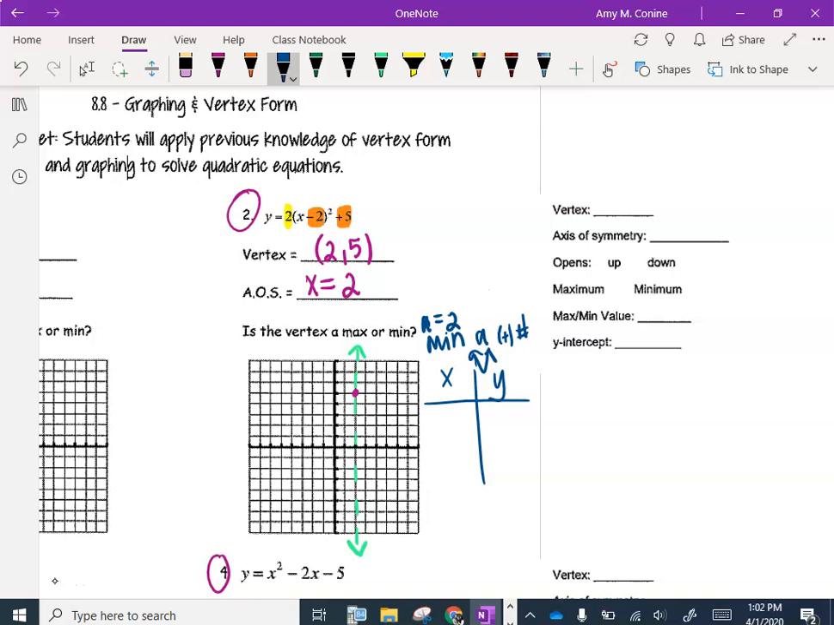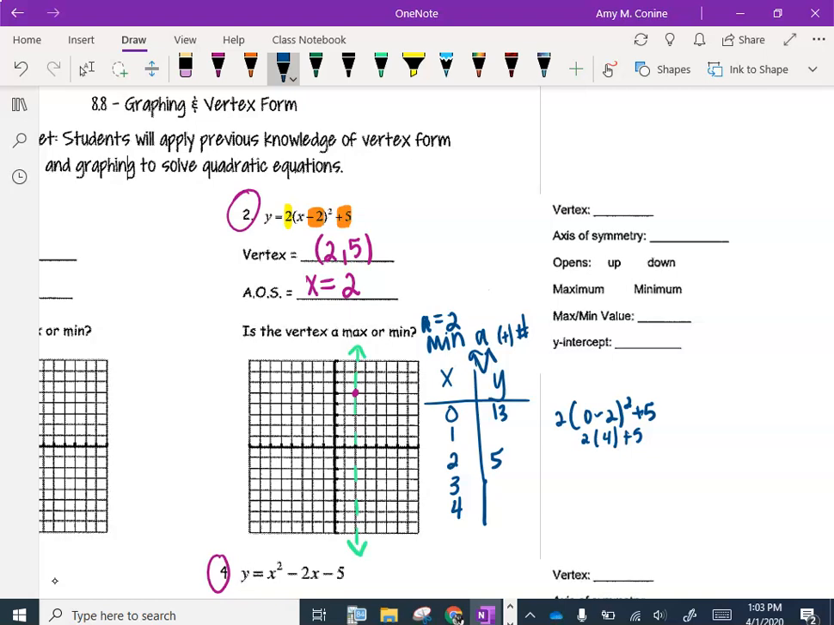So if I'm using my axis of symmetry to help me, I'm going to use 0, 1, 2, 3, and 4. I'm using my 5 points. So if I plug in 0 to my vertex form, 2 times 0 minus 2 whole thing squared plus 5. Negative 2 squared is positive 4. So I should get 8 plus 5, which is 13. And then I'm going to do the same thing for the rest of them.